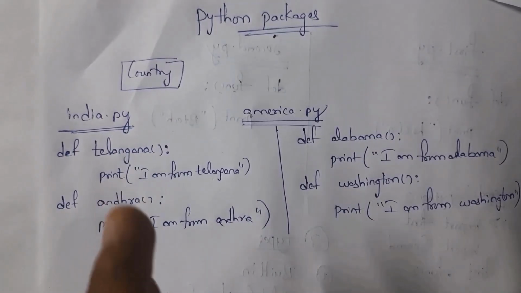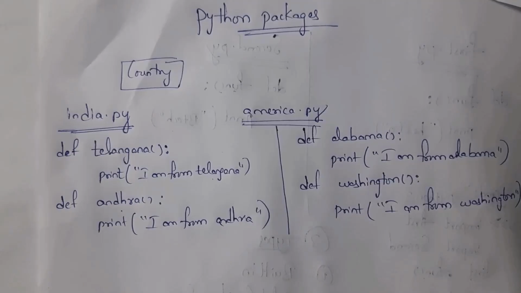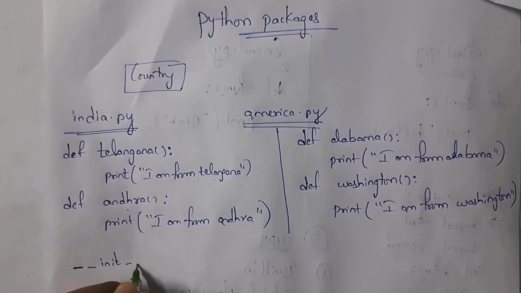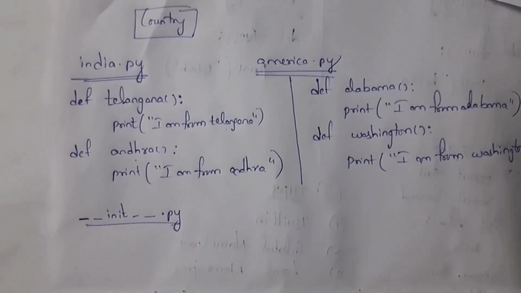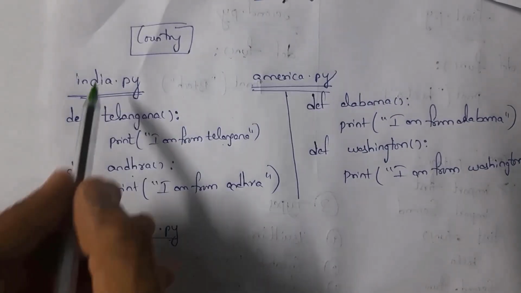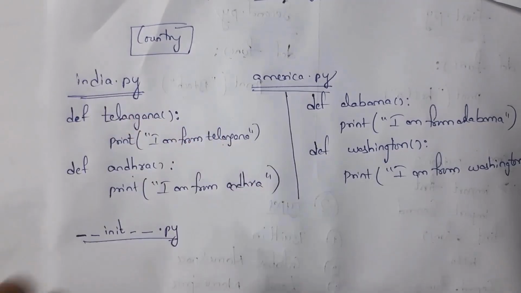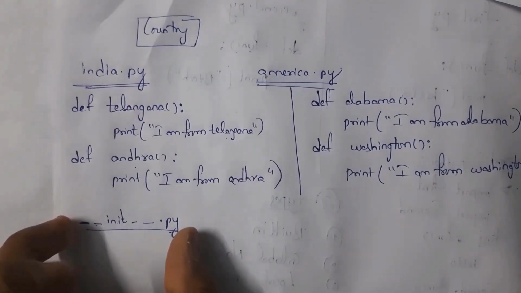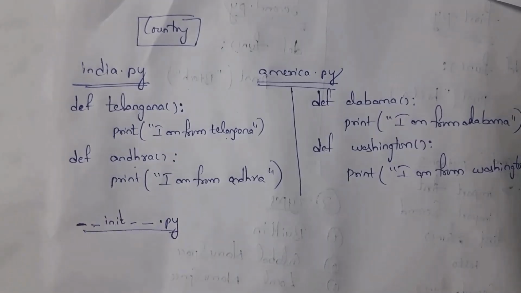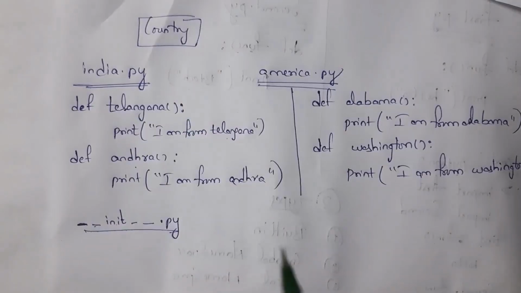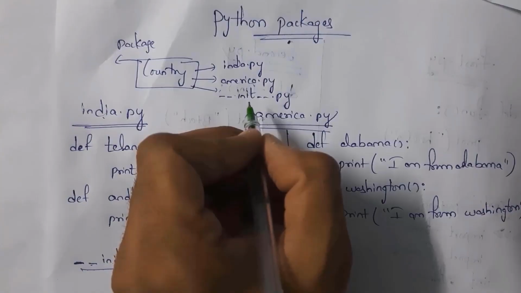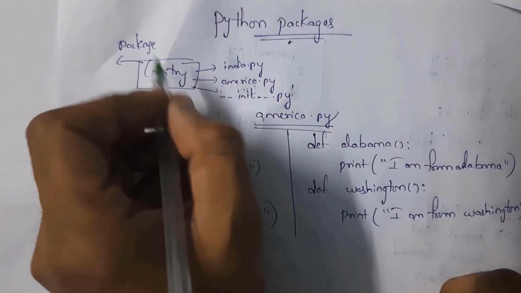These are 2 modules, and again we need to create another module, that is init. So just create here underscore init underscore dot py. Create this module and don't write anything inside it, just create that module. Whenever you place these 3 modules inside this country folder, then we call this country a package. Guys, this __init__.py helps the Python interpreter to recognize that this is a package. Now this country folder is nothing but a package.